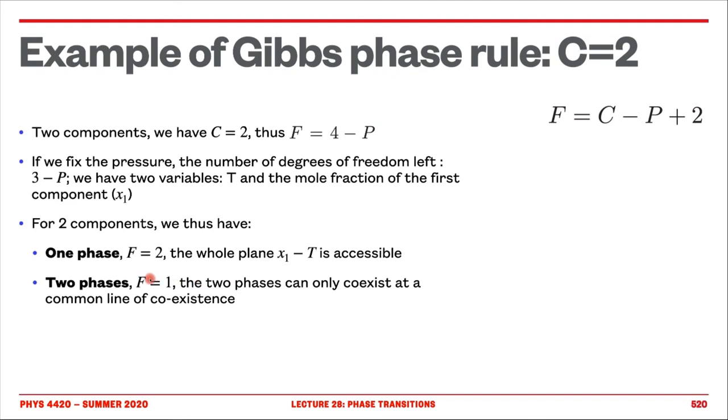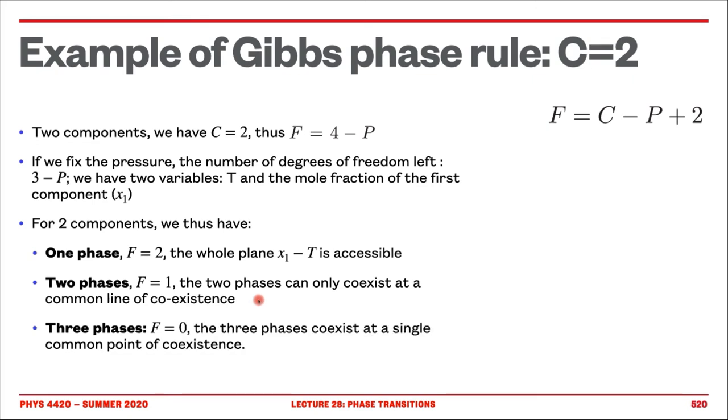If we have two phases, now the number of degrees of freedom is only 1. So there is only one line of coexistence of temperature and mole fraction, and of course if we have three phases, they only exist at one point. And we can only do this by imposing a number of constraints.